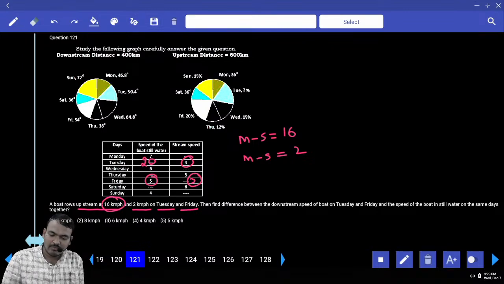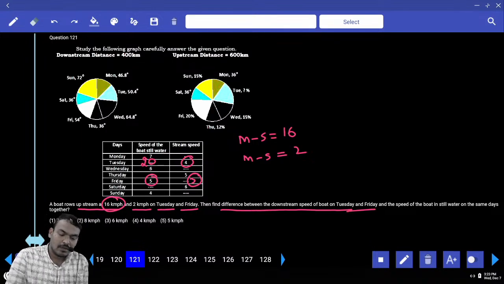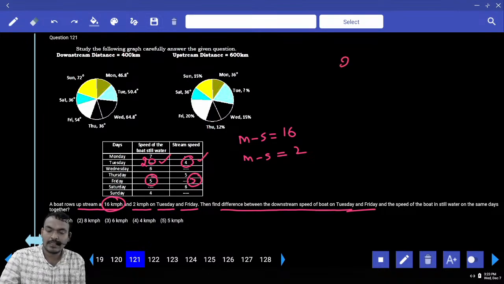What is the question here? Find the difference between the downstream speed of the boat on Tuesday and Friday. Downstream speed of the boat on Tuesday. What is the downstream speed of Tuesday? 20 plus 4 or 20 minus 4? 20 plus 4, nothing but 24. Friday: 5 plus 3 or 5 minus 3? 5 plus 3. How much? 8, or not? 24 plus 8 is 32. That is one. Another one.